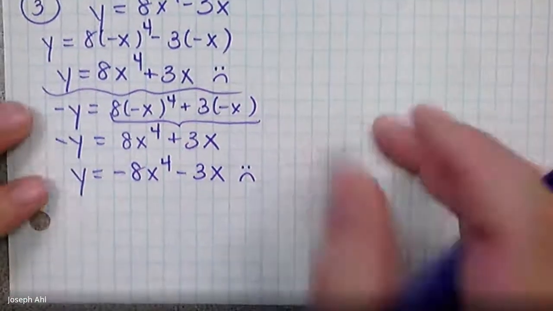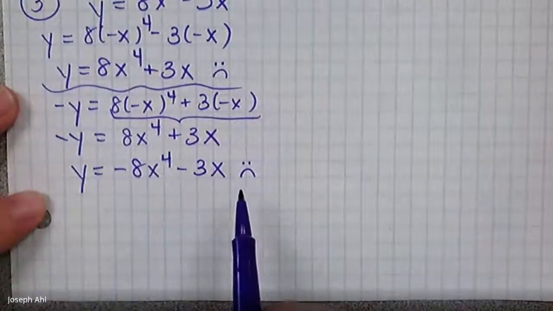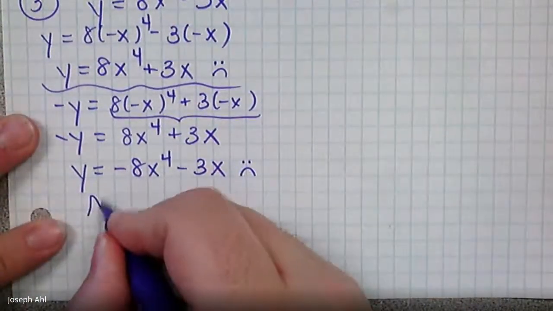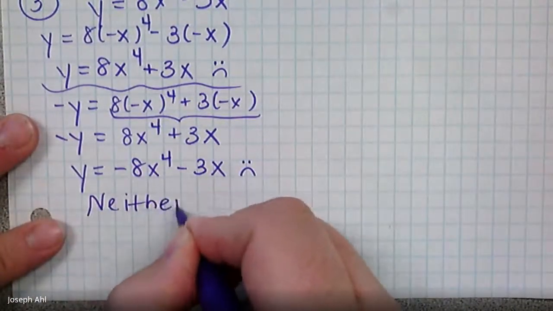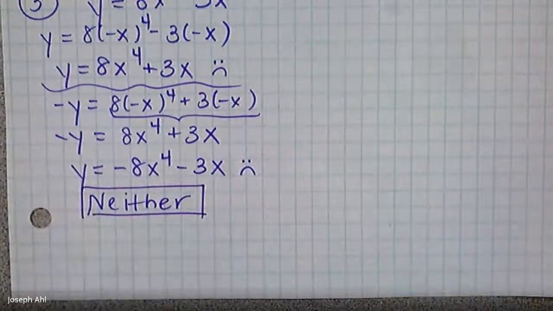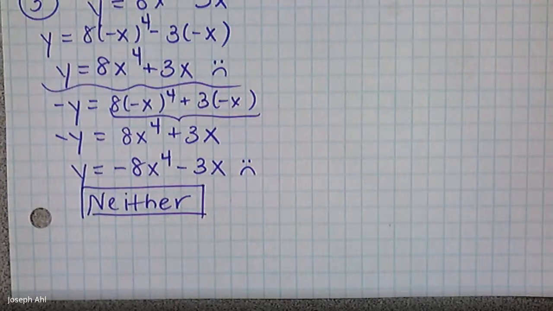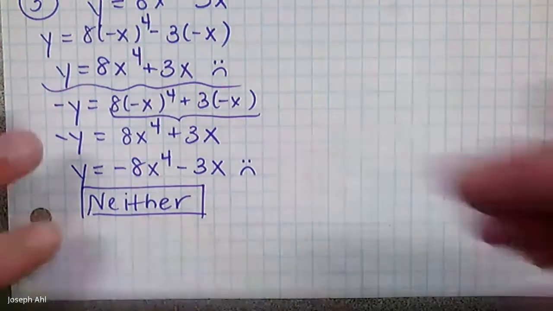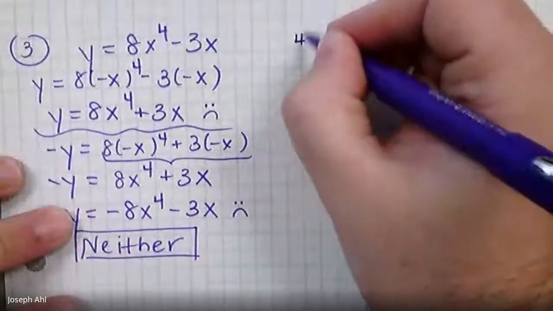No big deal. I don't know why I associate that with the sad face. All that means is that this function has neither of those symmetries, which means it's neither even nor odd. It's not even, it's not odd. It's just a nice old function without symmetry. Okay, last one.